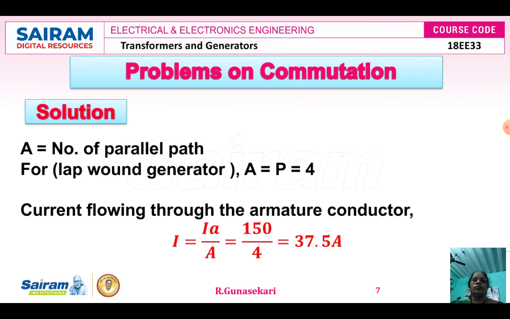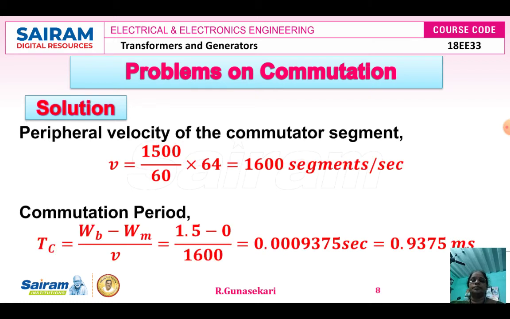Okay. Now, the number of parallel paths A equal to P equal to 4 as per the theory concept for lap wound generator. Now we calculate the current flowing through the armature conductor. I equal to armature current divided by number of parallel paths A. That is IA divided by A, that is equal to 150 divided by 4 as per the given data, that is equal to 37.5 amps. Therefore, I equal to 37.5 amps.